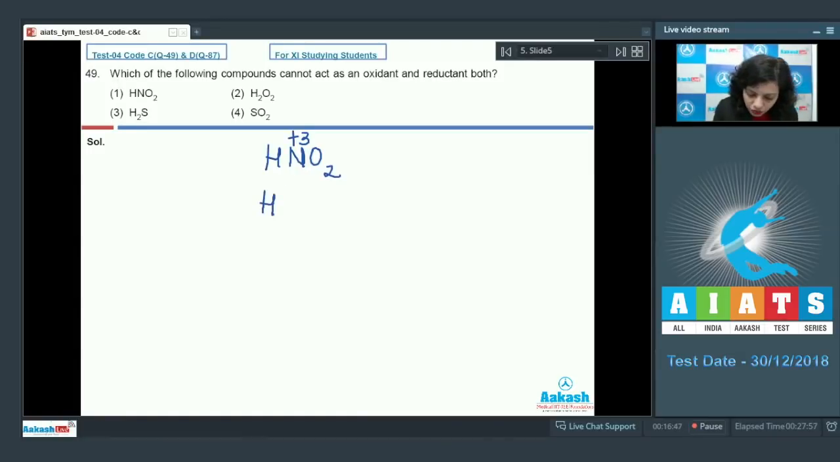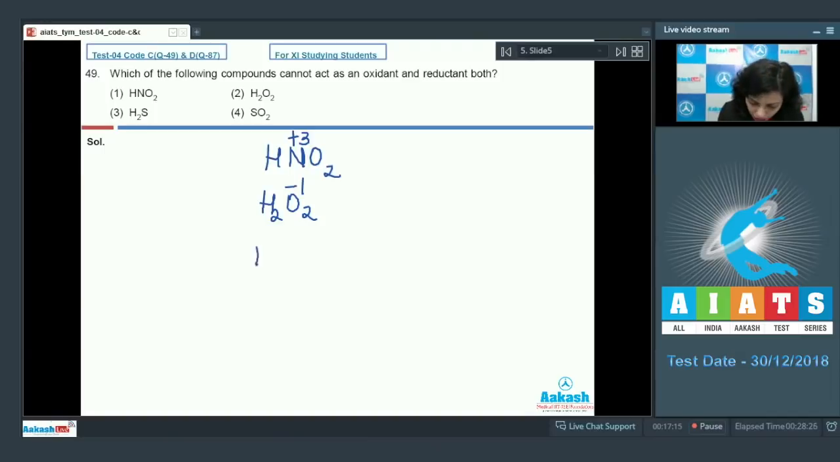Now next we have H2O2. In this compound the oxidation number of oxygen is -1. And this oxygen can increase its oxidation number to 0 in case of oxygen molecule, or it can decrease its oxidation number to -2 in case of water molecule. It means this is an intermediate state and that's why it can act as both oxidant and reductant.